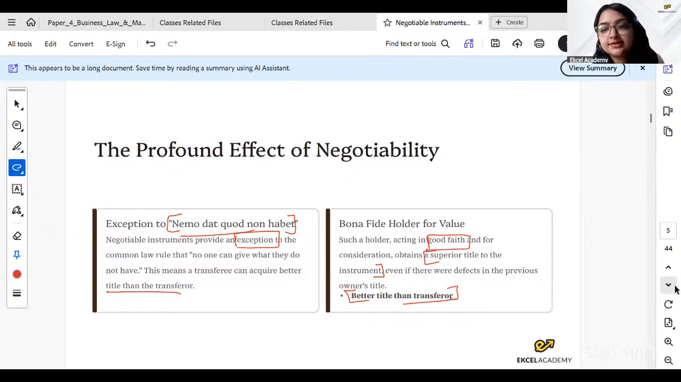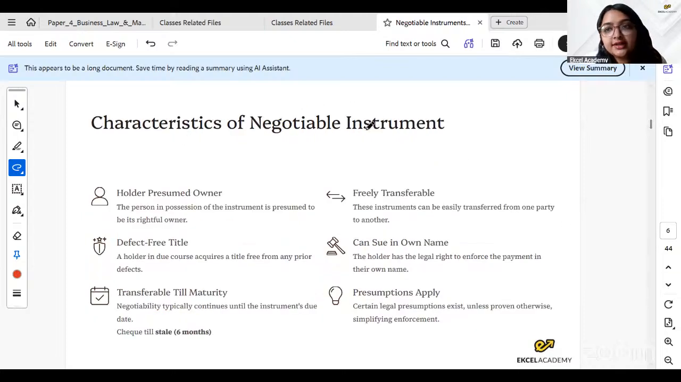All right. Next, what are your characteristics? Your holder is presumed to be the owner, that is, the person in possession of the instrument is presumed to be its rightful owner. Freely transferable from one party to another. Defect free title: a holder in due course acquires a title free from any prior defects. Can sue in own name: the holder has a legal right to enforce payment in their own name.